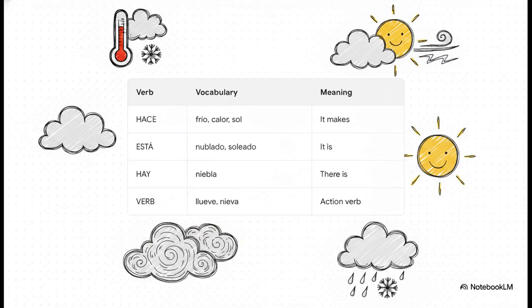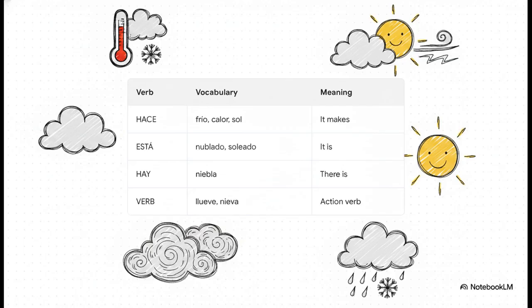This breaks down our weather toolbox into four distinct categories: hace, está, hay, and our specific action verbs. For things like cold, heat, and sun, Spanish uses hace, which literally translates to it makes. Hace frío, it makes cold. For conditions that are temporary states of being, like cloudy or sunny, we use está. Está nublado, it's cloudy, or está soleado, it's sunny.